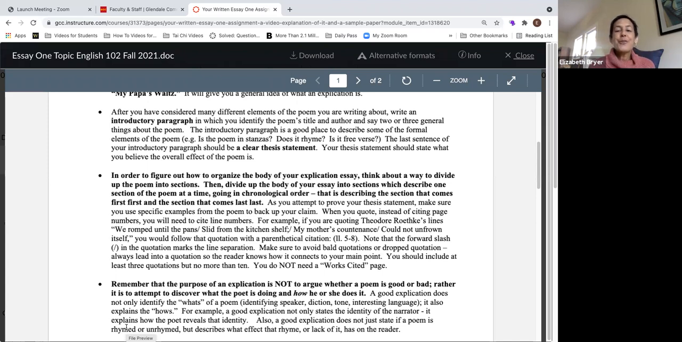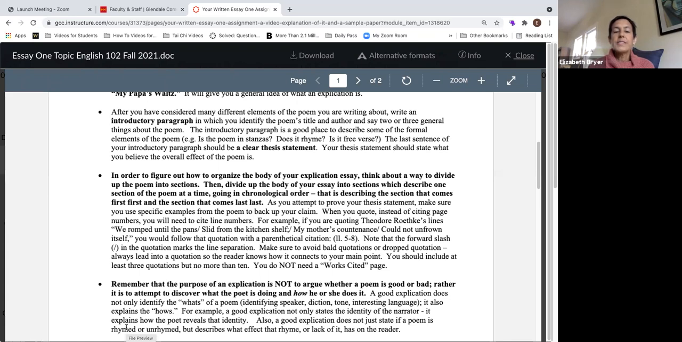From the poem. When you quote, instead of citing page numbers, you will cite line numbers. For example, if you're quoting Theodore Roethke's lines, "We romped until the pan slid from the kitchen shelf, my mother's countenance could not unfrown itself," you would follow that quotation with a parenthetical citation. And you can see on the assignment page, it looks like 11 or 2 ones, but it's really LL for 2 lines. So if it was 1 line, it would just be 1L period 5. But because it's more than 1 line, in the parentheses, I put LL period 5 to 8. And then the period for the end of the sentence goes after the parentheses.